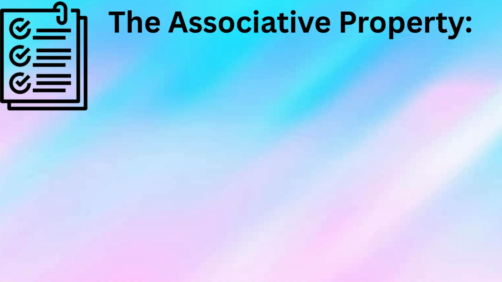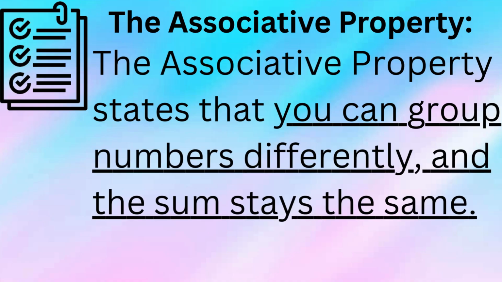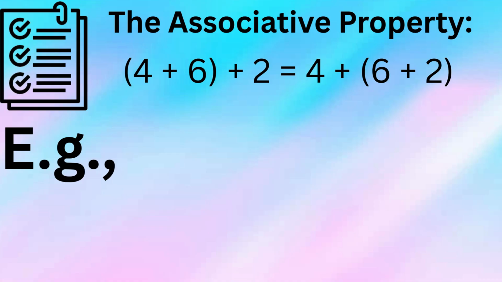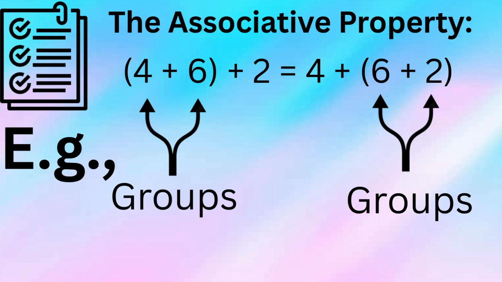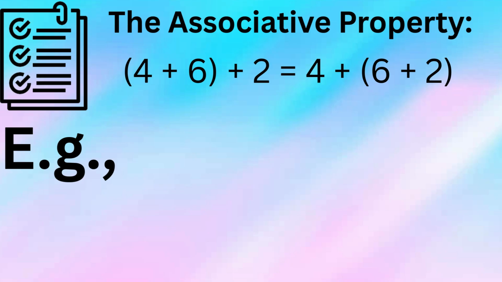The second property you'll be learning is called the associative property. It says you can group numbers differently and the sum stays the same. The example I'm going to be giving you is 4 plus (6 plus 2) equals (4 plus 6) plus 2. The parentheses show which numbers you add first, but the total doesn't change. You can switch the addends in different groups and still have the same sum. It's like rearranging friends in a group. No matter who stands together, you still have the same number of people.